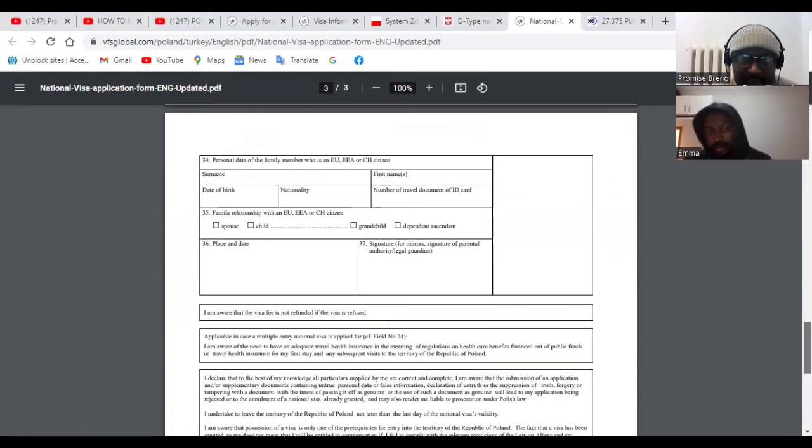Next, personal data of family member who is an EU citizen. Now, this one, for 34 and 35, is not for you if you're not affiliated to any EU citizen.